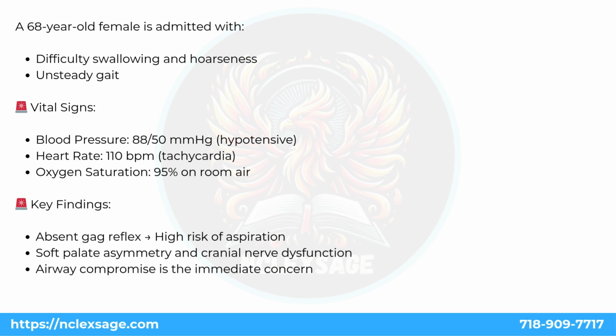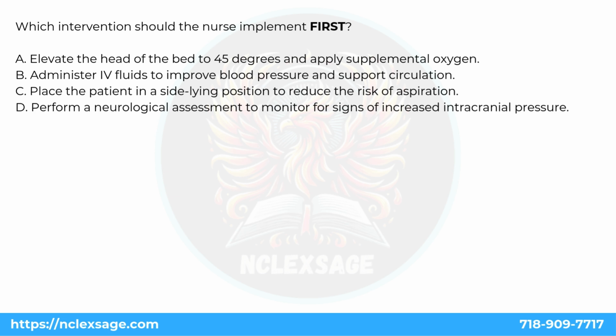Blood pressure is 88/50, indicating hypotension. Heart rate is 110 beats per minute, suggesting compensatory tachycardia. Oxygen saturation is 95% on room air, which is adequate for now. The nurse recognizes that cranial nerve dysfunction is likely impairing swallowing and airway protection, putting the patient at high risk for aspiration and respiratory complications. Which intervention should the nurse implement first?